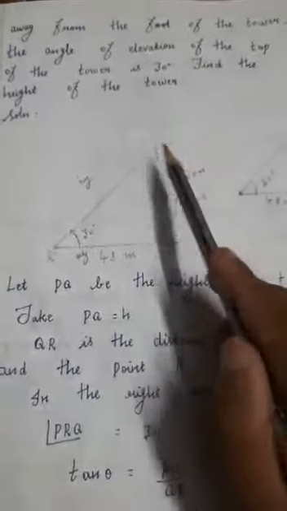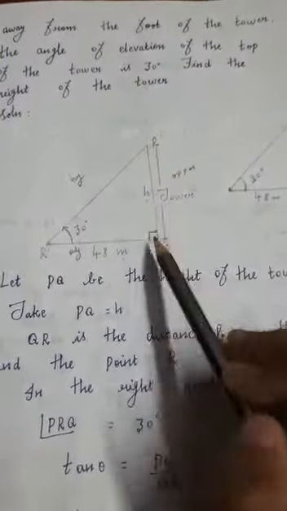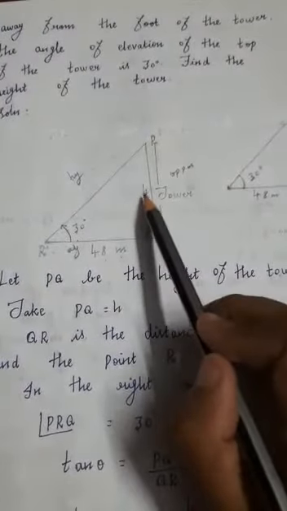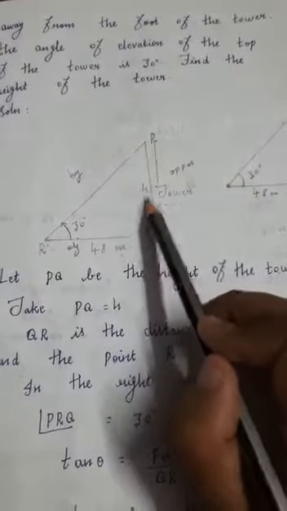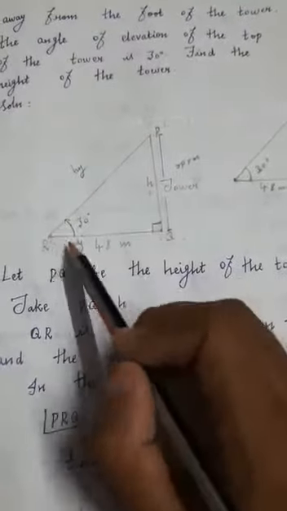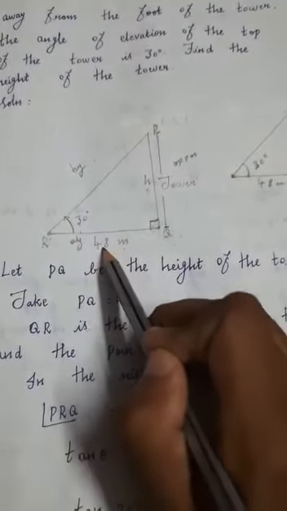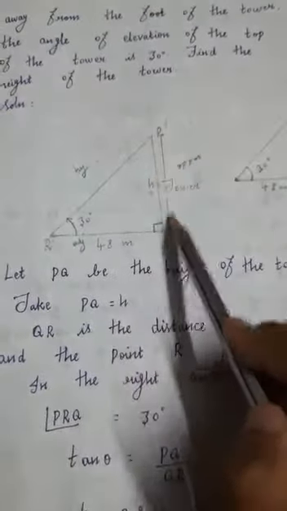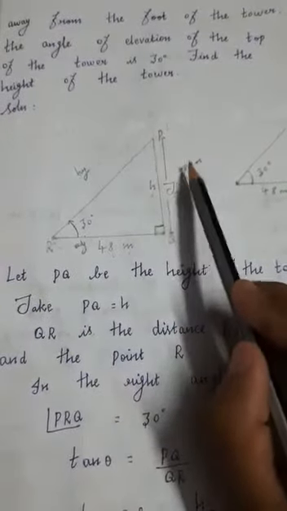So in our question they have asked to find out the length of the tower. So this height value, PQ length, we need to find out. So here, which ratio can you use to find out this height of the tower? So you know the adjacent side, and the opposite side, this height of the tower, we need to find out.